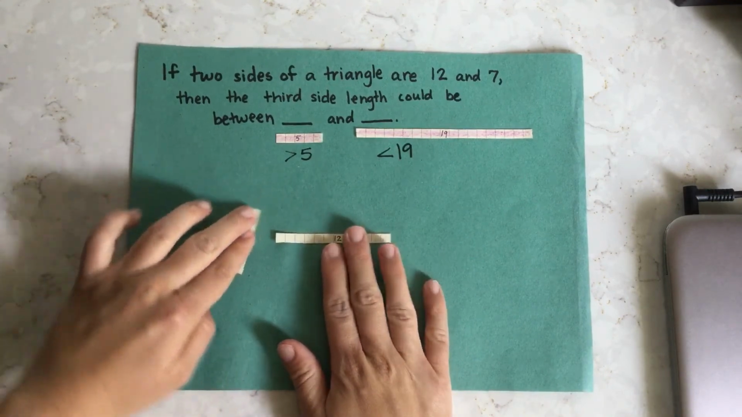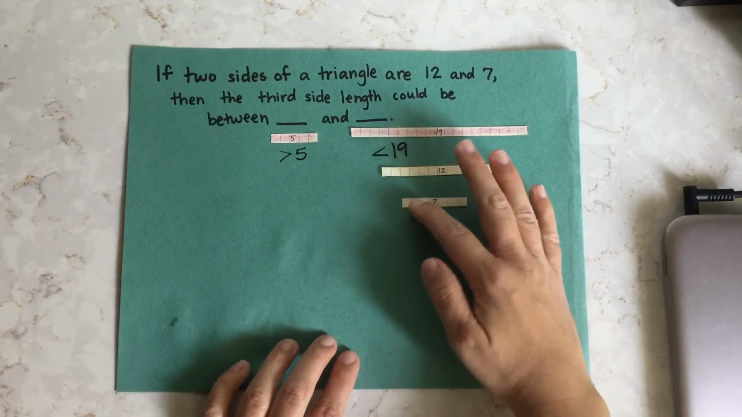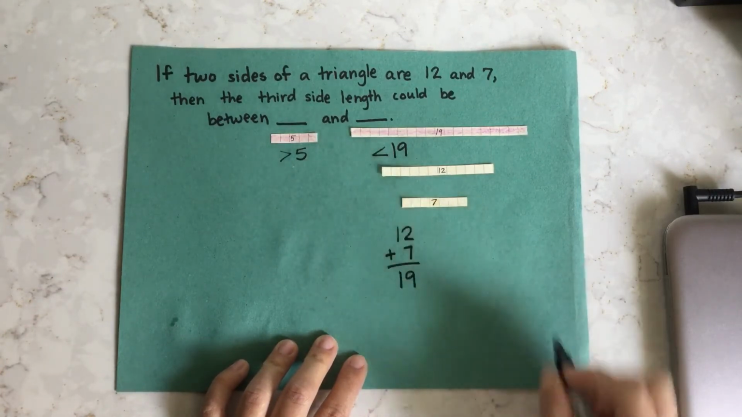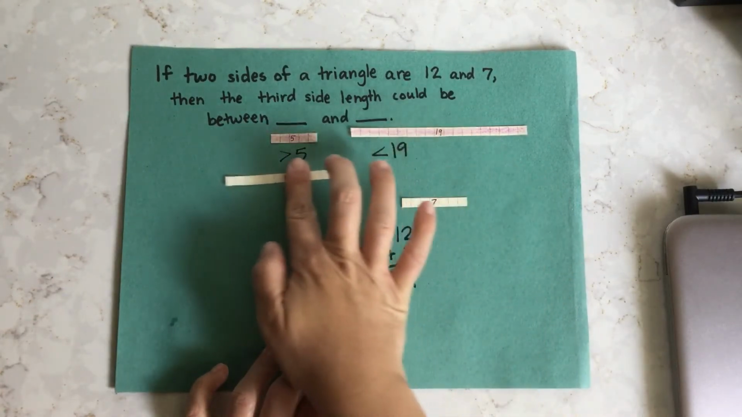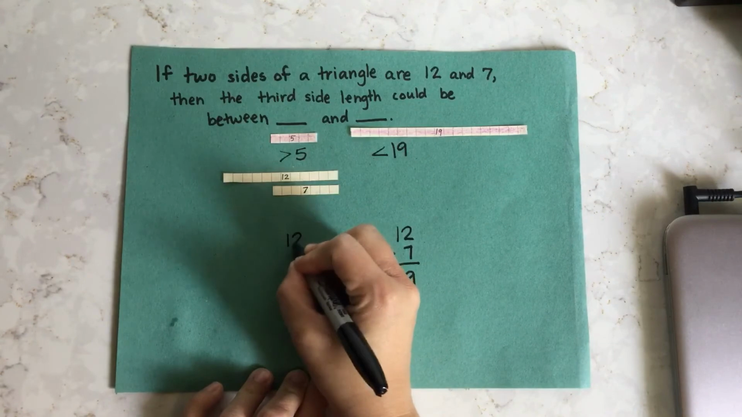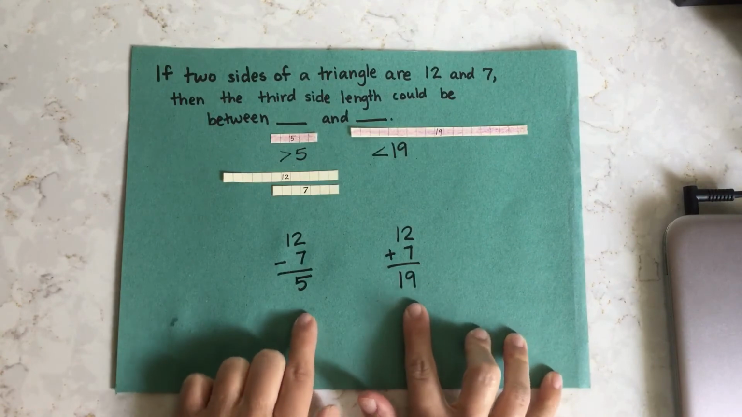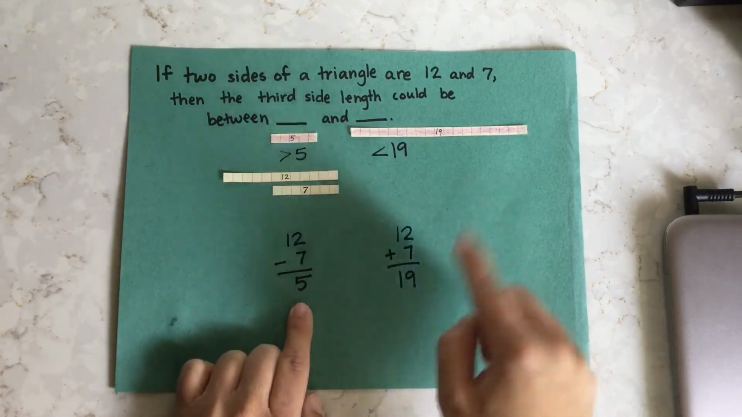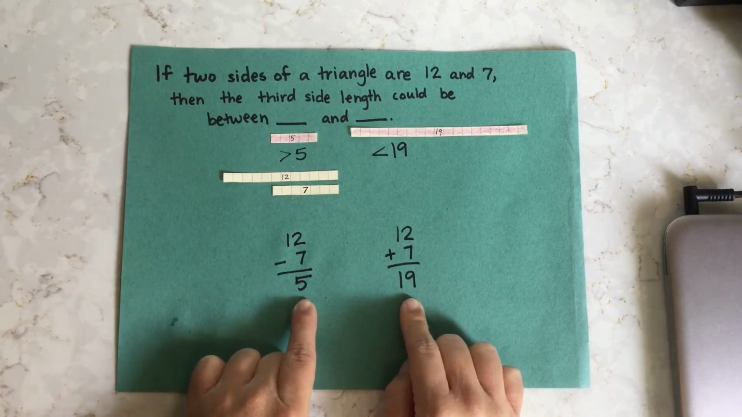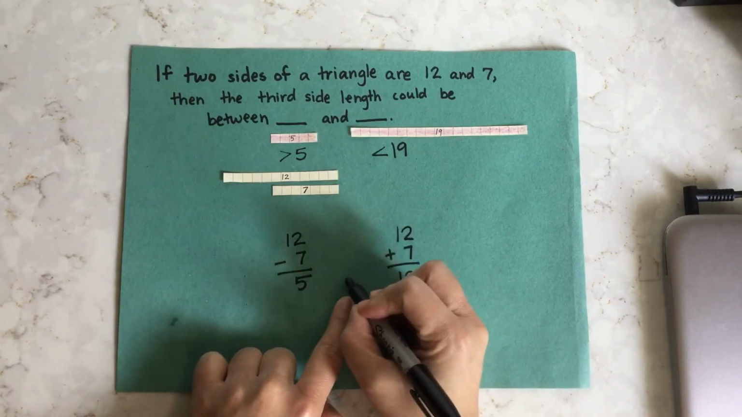So how did we get those numbers 5 and 19 again? For the 19, we took the sum, right? If I add 12 plus 7, that gives me 19. And then for the 5, we took the difference, right? So 12 minus 7 gives me 5. This is giving me an idea of what the third side length has to be between. It has to be between 5 and 19. It cannot equal 5 and it cannot equal 19, but it has to be between that range.